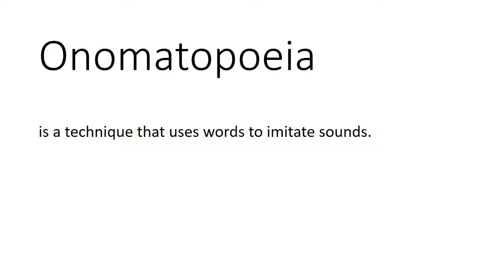All right, here's a word for us to look at: onomatopoeia. Onomatopoeia is when a word is used to imitate sound. For example, splosh or plop.